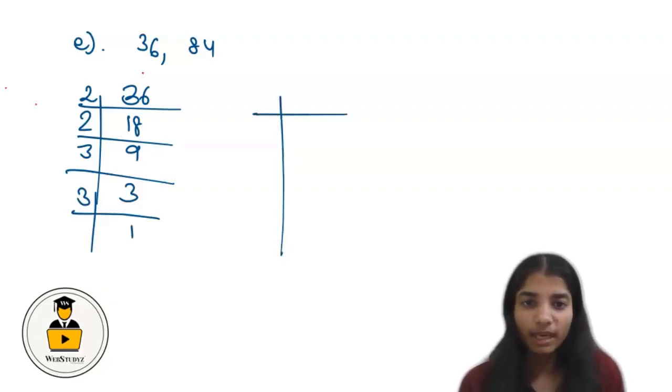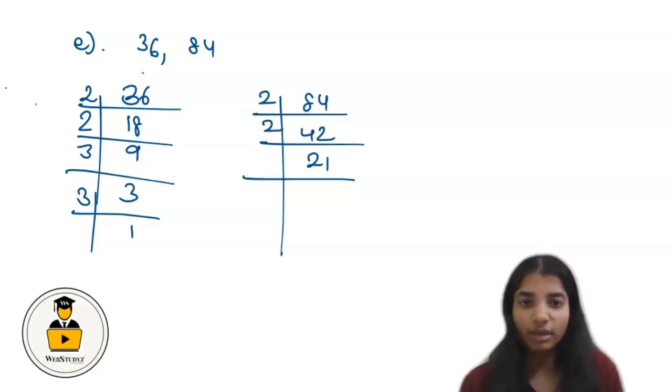Now 84. It is clearly visible that 84 is divisible by 2. So when we divide 84 by 2, we get 42. Again, 42 is divisible by 2. That will be equal to 21. Here 21 is divisible by 3. From there we get 7. When we divide 7 by 7, we get 1.